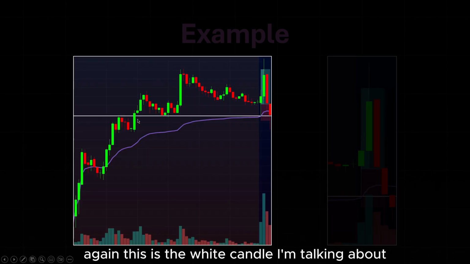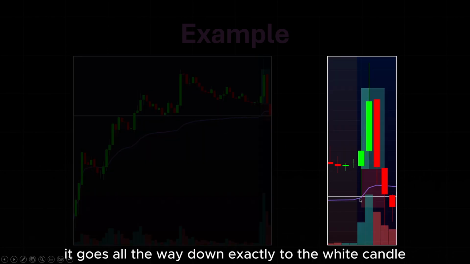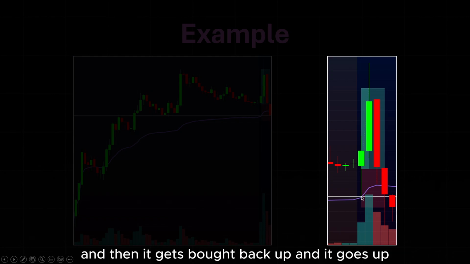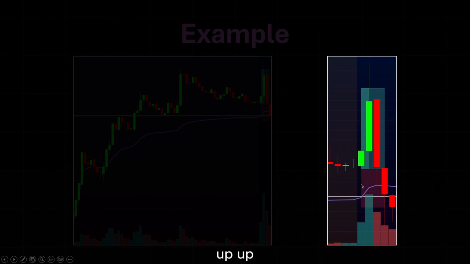Again, this is the white candle I'm talking about. It goes all the way down exactly to the white candle, and then it gets bought back up. And it goes up, goes a bit down, up. Eventually it closes over here. That is when you want to enter.